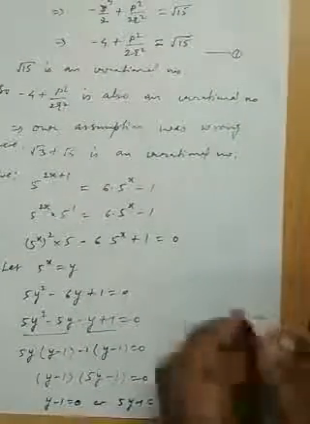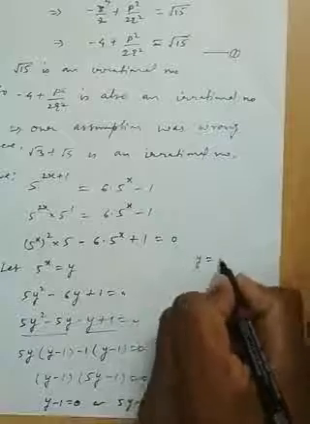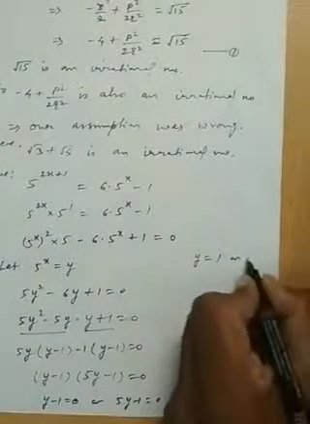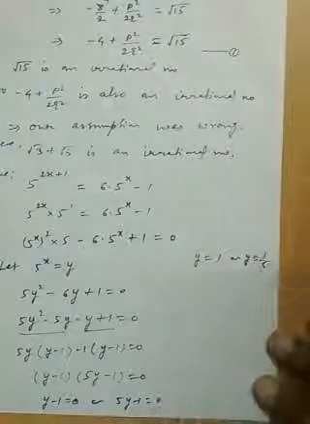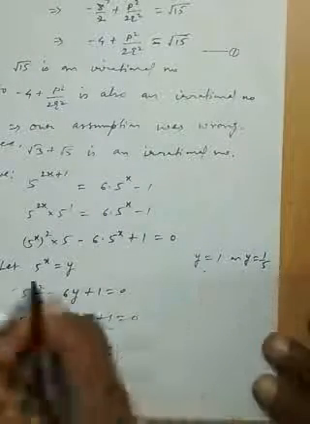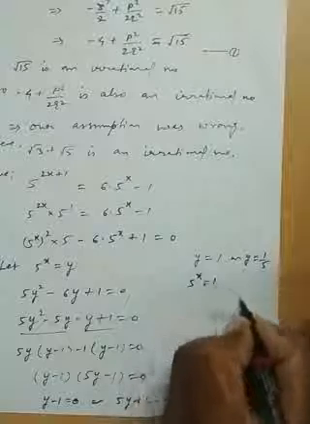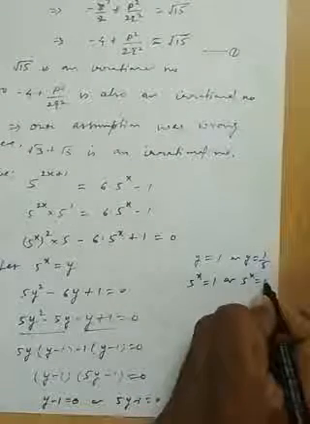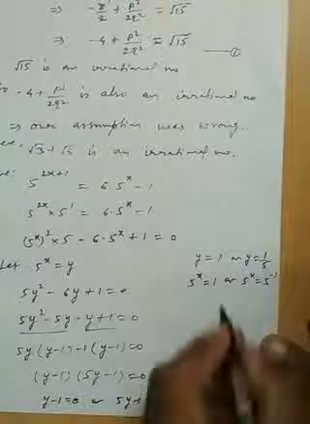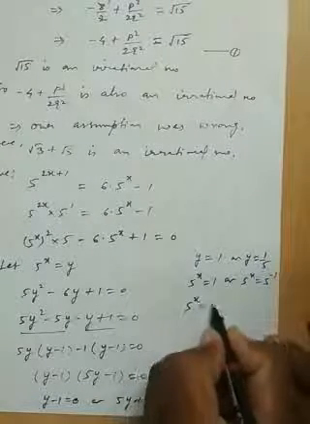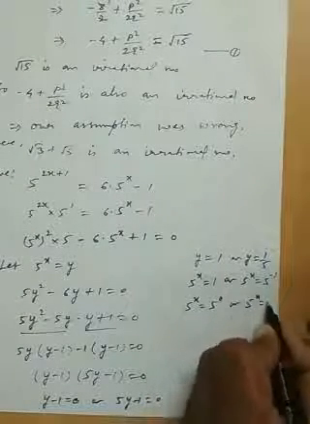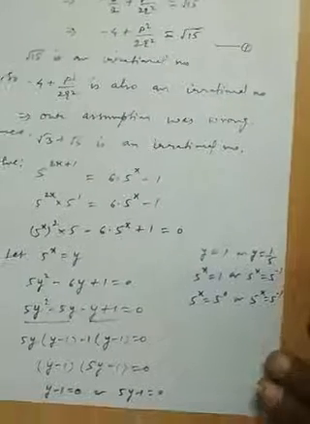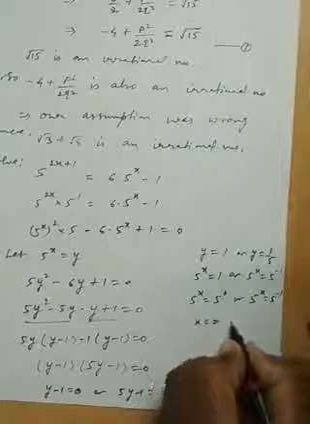So put y equal to 1, or 5y equal to 1 and y equal to 1 upon 5. Again put the values of y. Here 5 to the power x equal to 1, or 5 to the power x equal to 5 to the power minus 1. In place of 1 we can put 5 to the power 0, or 5 to the power x equal to 5 to the power minus 1. On comparing both sides, x equal to 0 or x equal to minus 1.